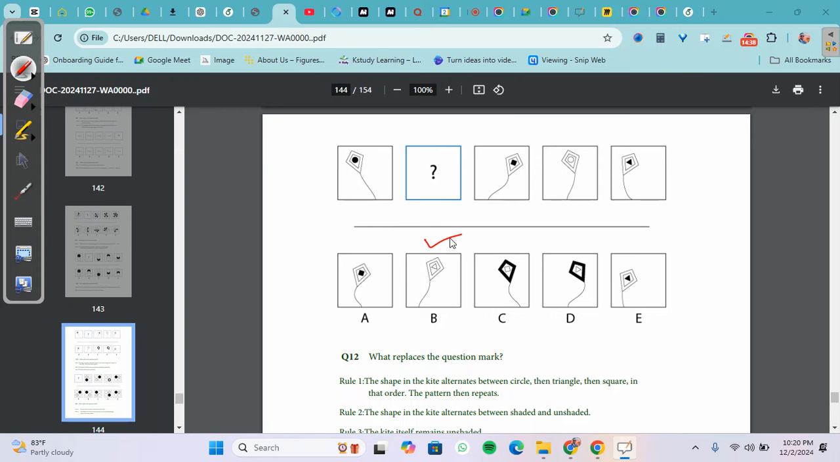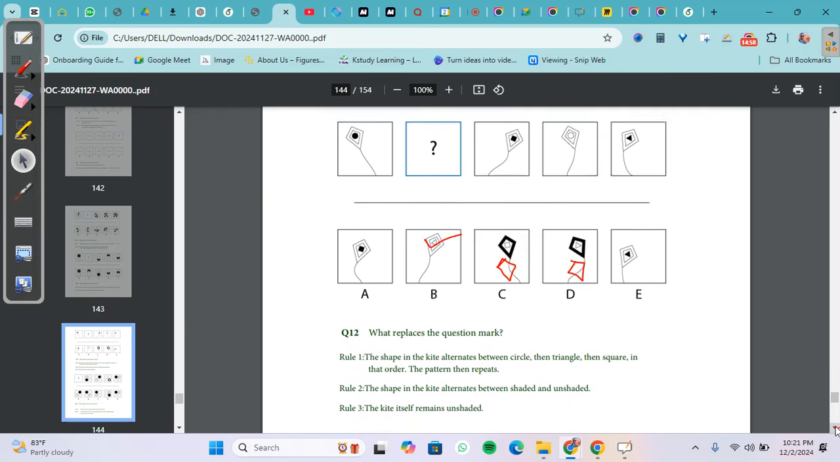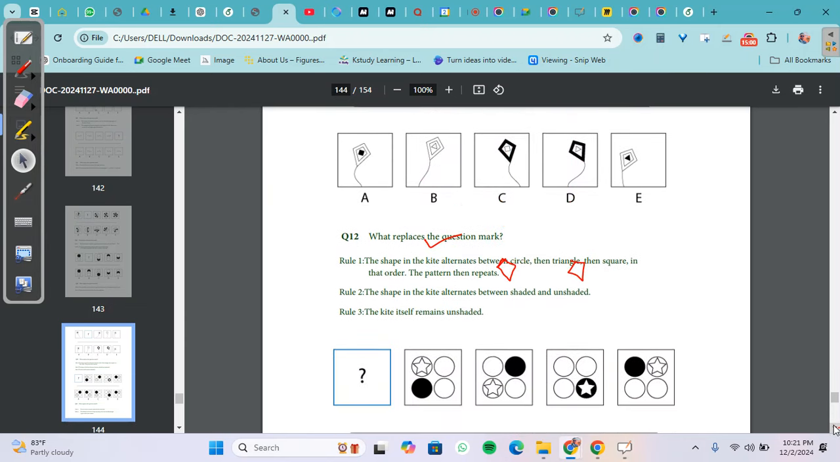We have that luck that B is just the answer, because this part is shaded and this outer part is shaded, and we don't have any pattern for that. And we don't have any pattern for this one too. But this one is shaded, this one is shaded. So B is the correct answer. Is that clear, guys? Okay, I think that's clear enough now. Now let's see the next question.